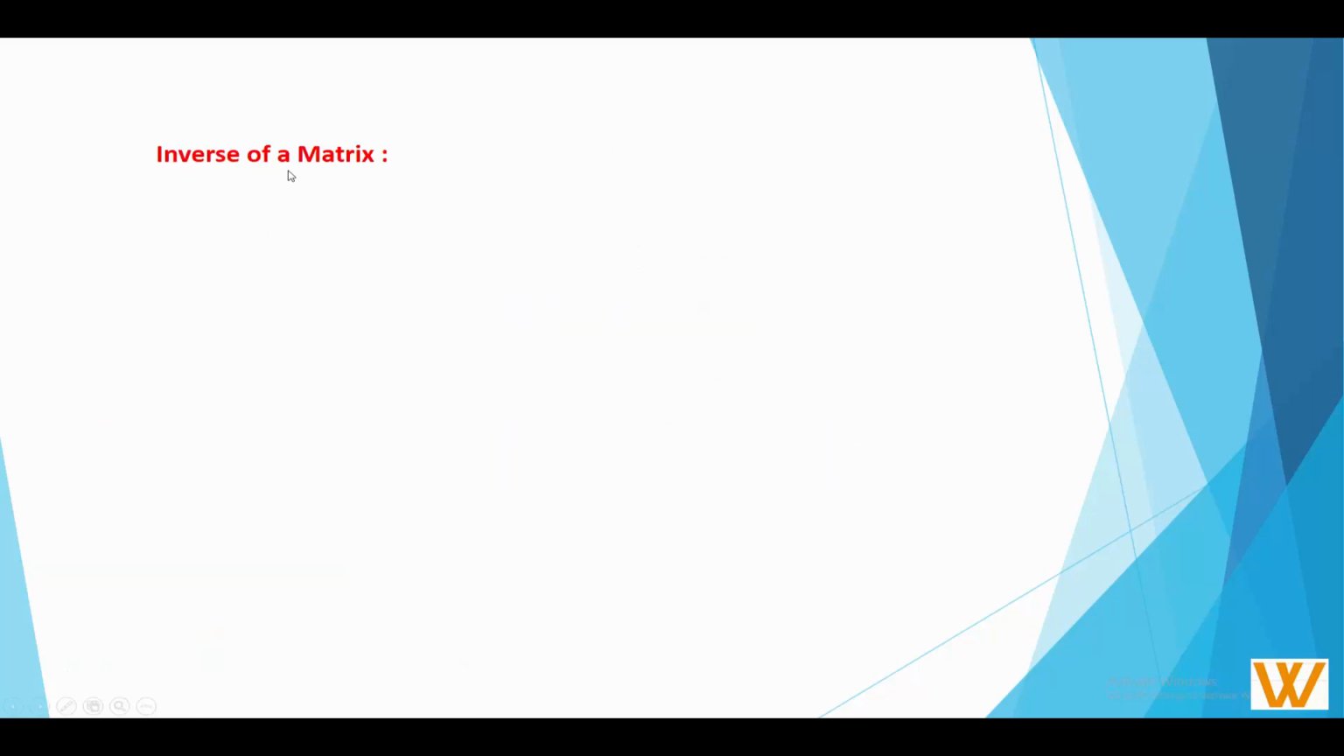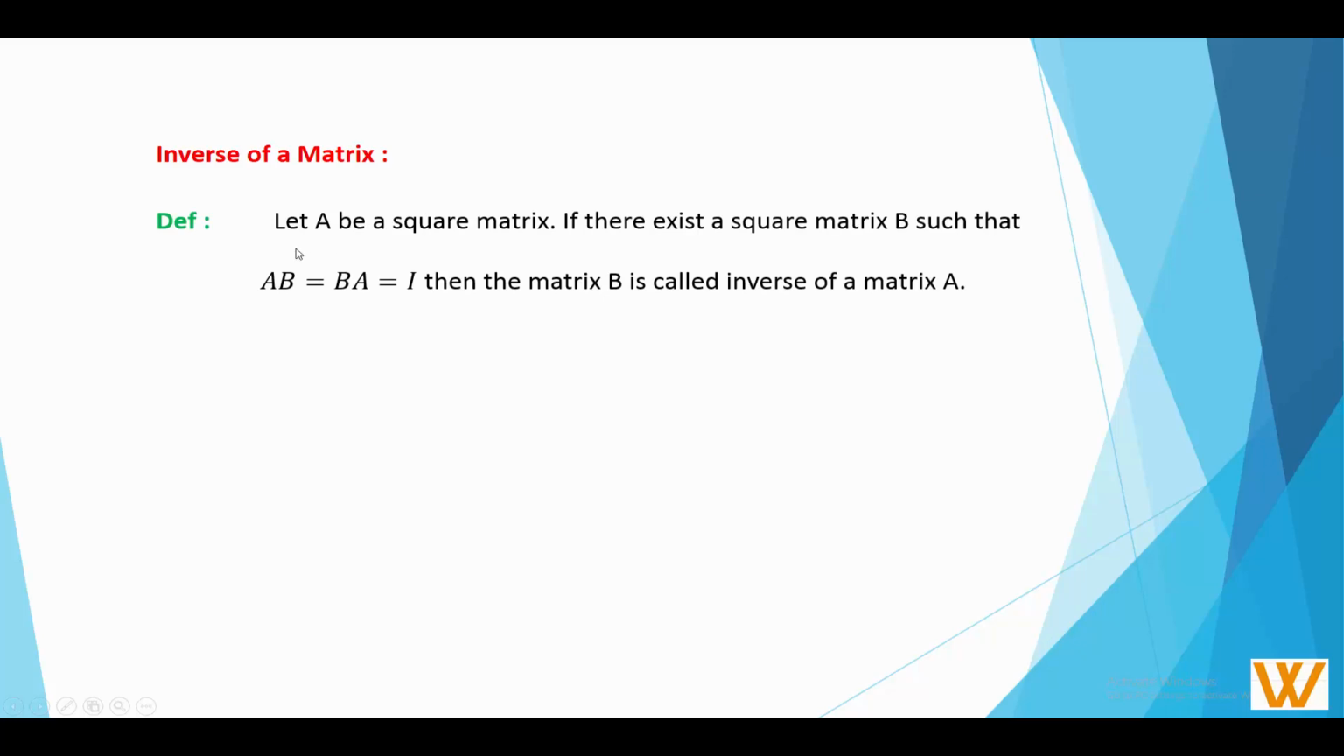First, the definition of inverse of a matrix. Let A be a square matrix. If there exists a square matrix B such that AB equals BA equals I, then the matrix B is called the inverse of matrix A. It is denoted by A inverse. Therefore, B equals A inverse.